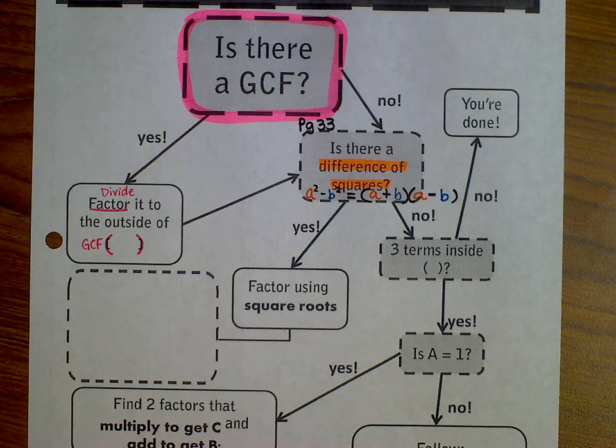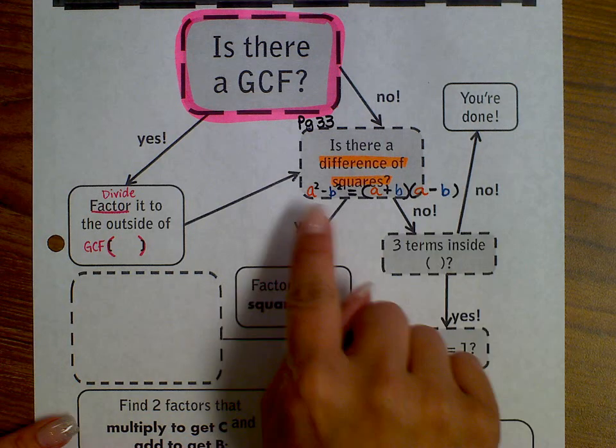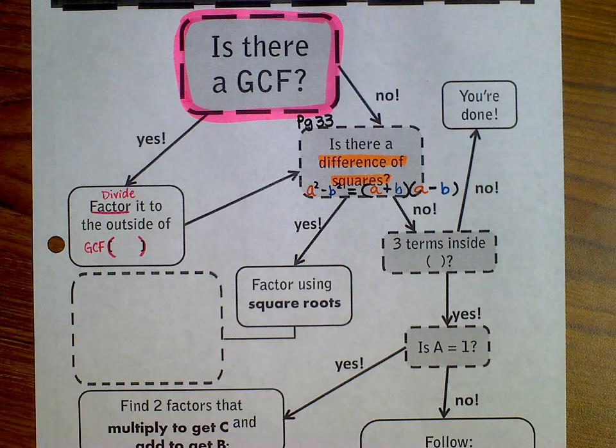Okay, now, you'll notice there's like arrows going every which way on here. So, what kind of polynomial would you call a squared minus b squared? What type of polynomial would you call that? A squared minus b squared is a what kind of polynomial? Binomial.